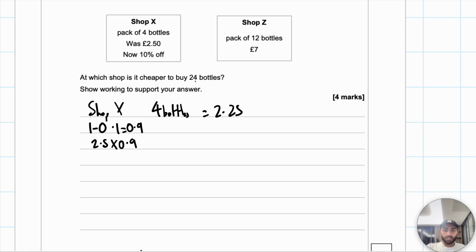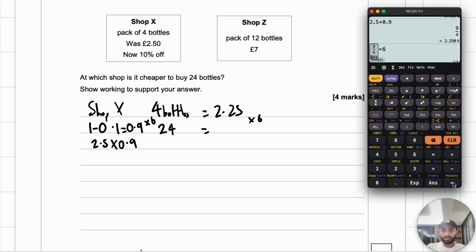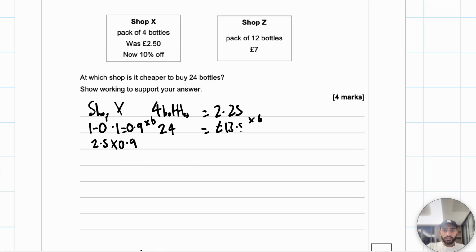I need to work out how much 24 bottles are. So on the left, I need to multiply this by 6 to get 24. On the right, I'll need to do the same. £2.25 times 6 gives me 27 over 2, or £13.50. So the cost from shop X is £13.50.